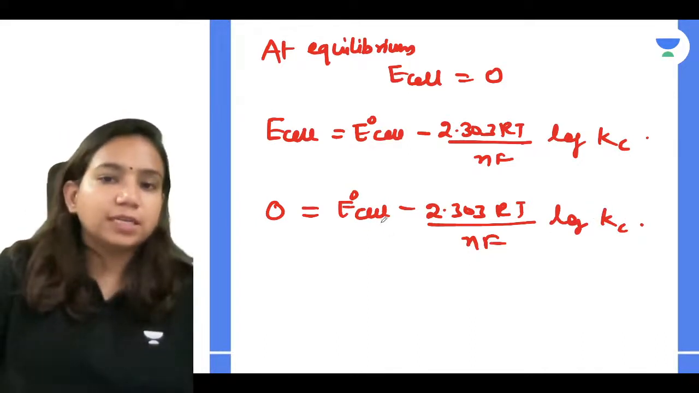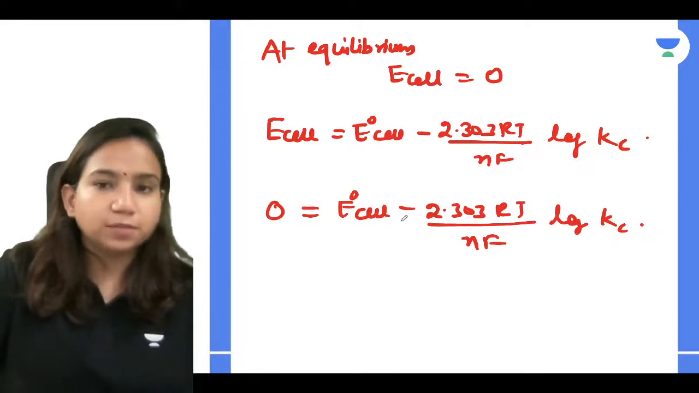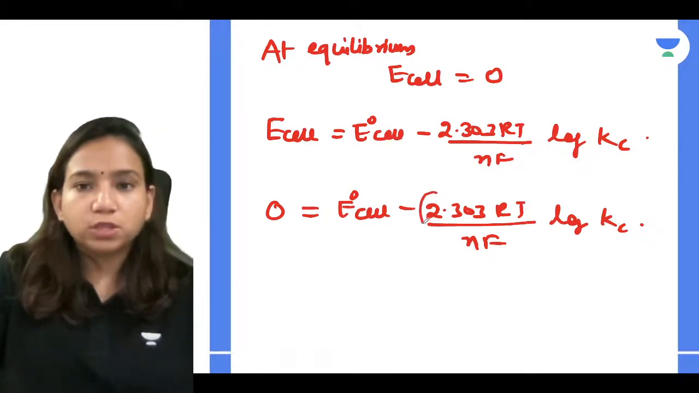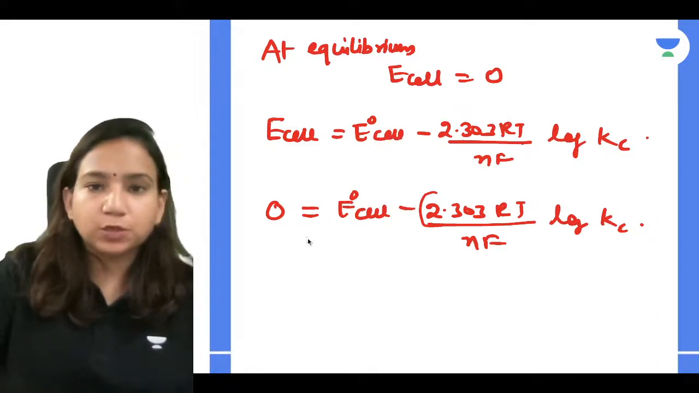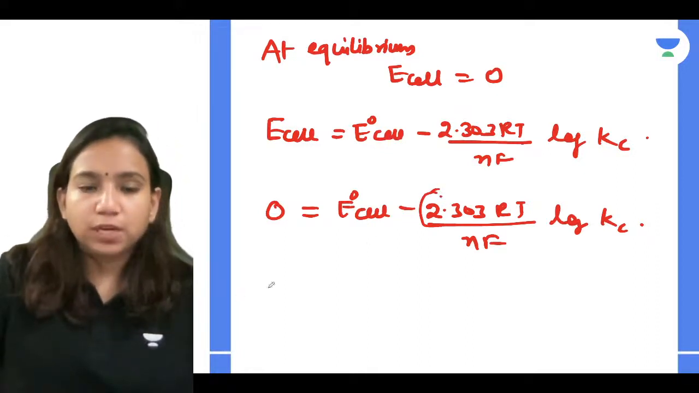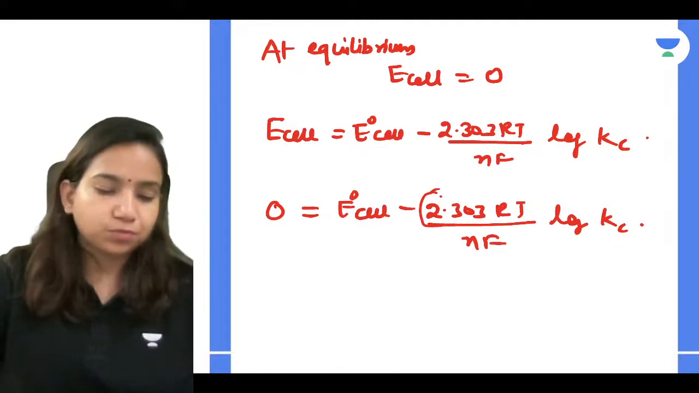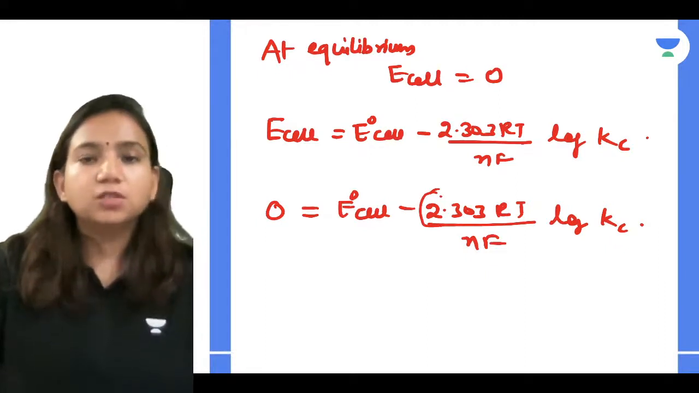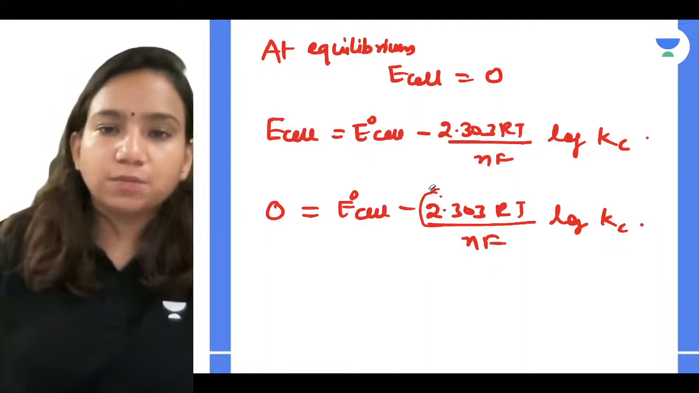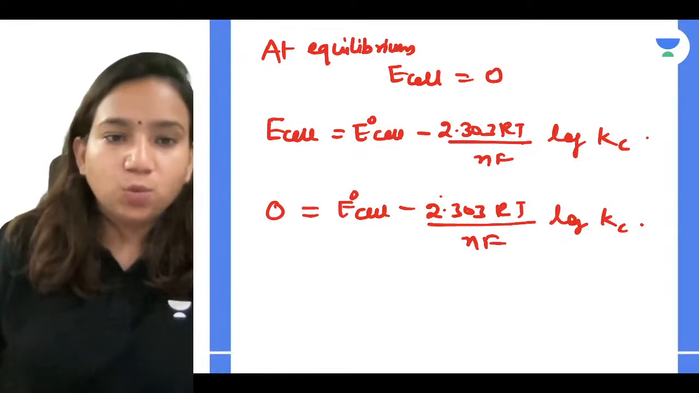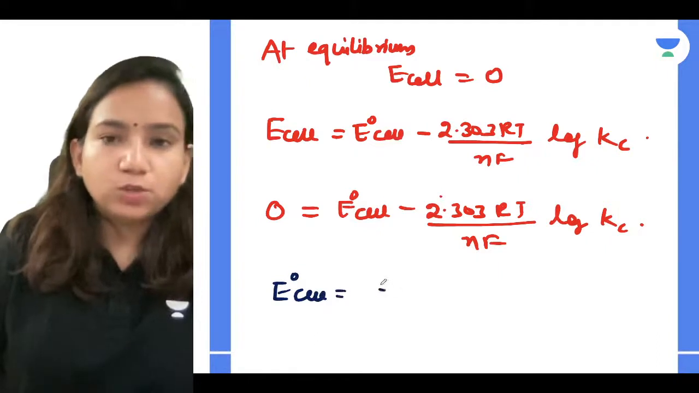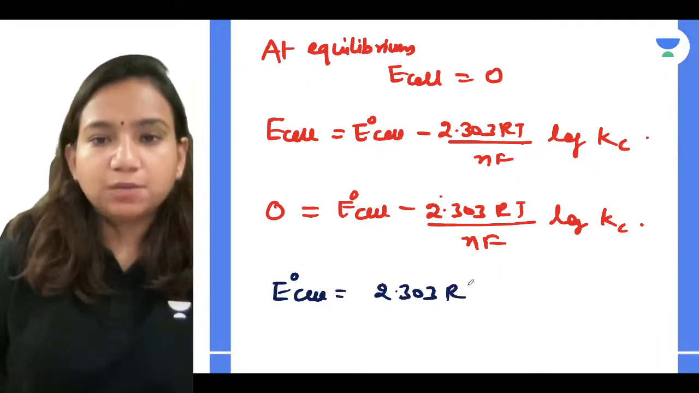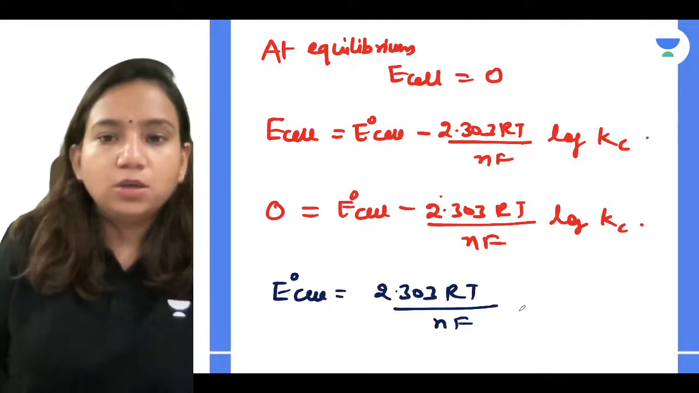Now we can get a simplified version. I have written this because this equation can be utilized in some other relationships as well. So we can mention that E naught cell is equal to 2.303 RT by nF log Kc.